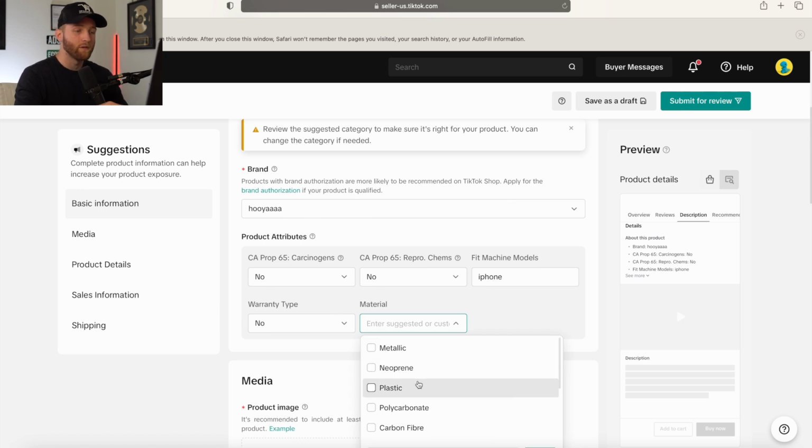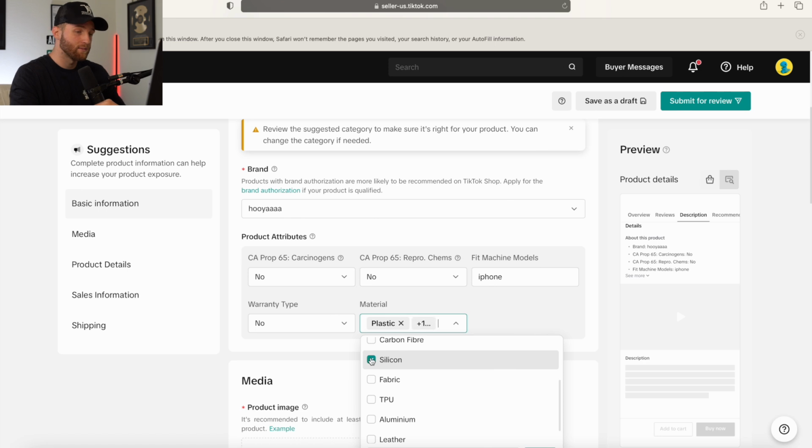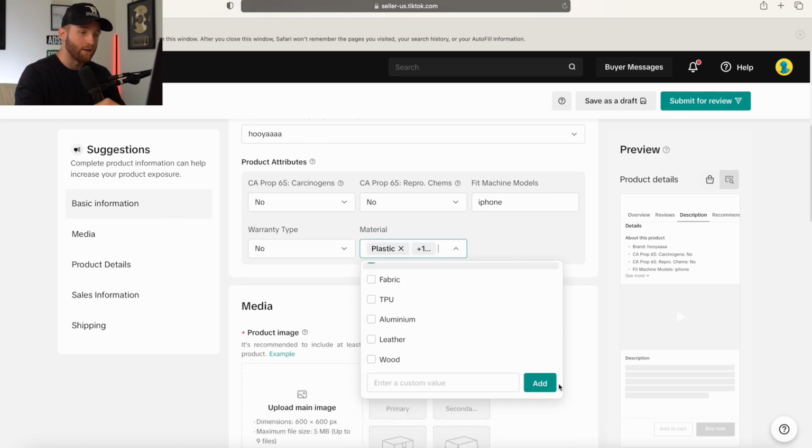Material. What is this made out of? Okay, it's probably plastic. All right, we're just going to add that in here. We can also add multiple. It's got some plastic. It's got some silicone. Cool. We're just going to add that.